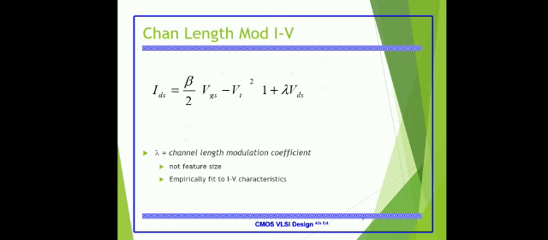And next, in channel length modulation, ID's value is equal to beta by 2 into VGS minus VT the whole square, where lambda is the channel length modulation parameter, which has no future in size, and also empirically it can be fit to the IV characteristics.